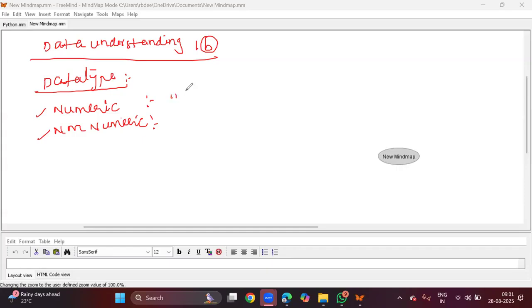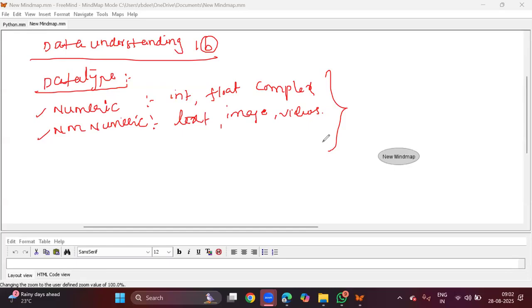Numeric means what? Integer, float, complex. Non-numeric means text data, image data, videos, etc. This is the normal way of writing data types, correct? Yes or no? Yes.